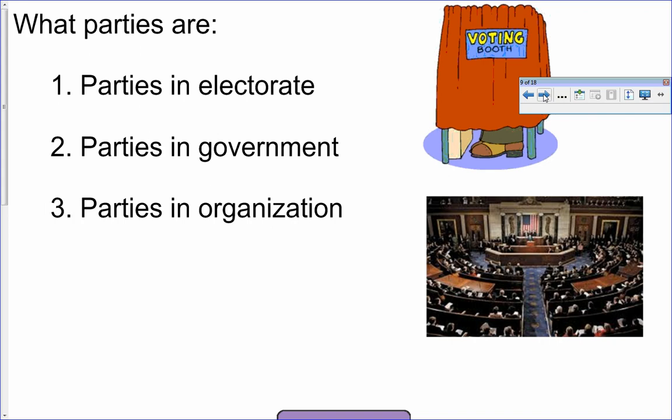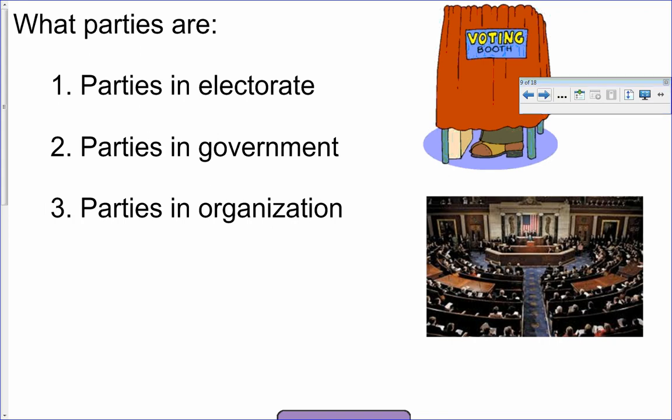And we have parties in government. So within Congress, we have the parties that control the legislature, both House and Senate. So parties exist in government that way. And then we have parties in organization, which is the national committees that Ms. Schultz and I are in charge of, as well as the state and county organizations as well. And their job is to help get the voters out and mobilized.